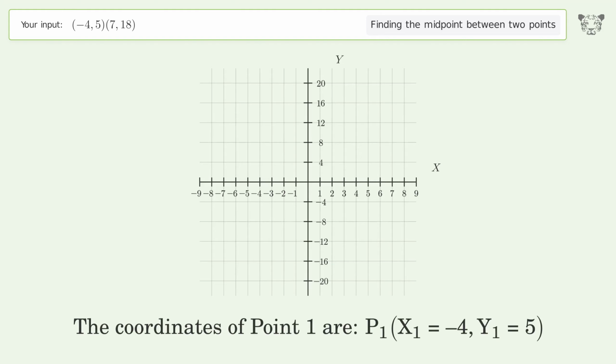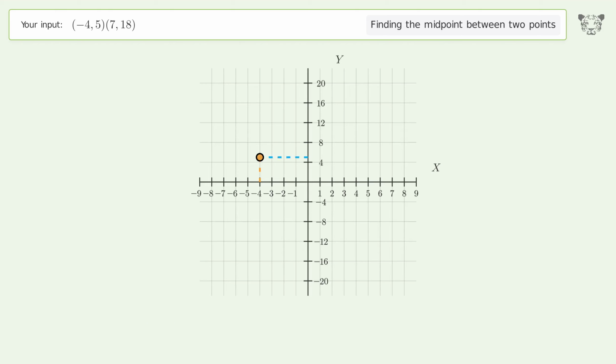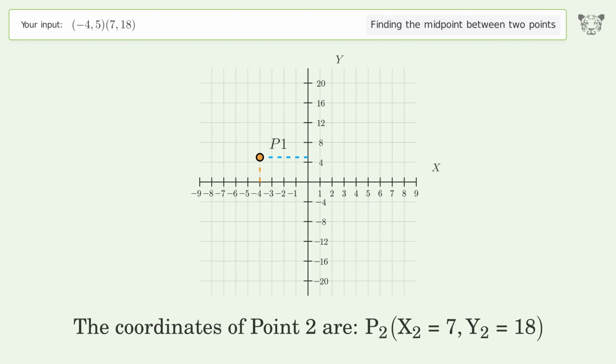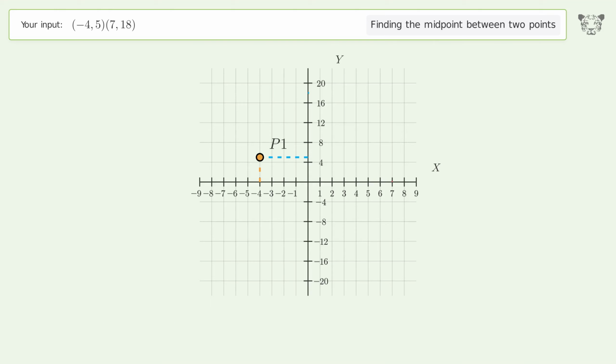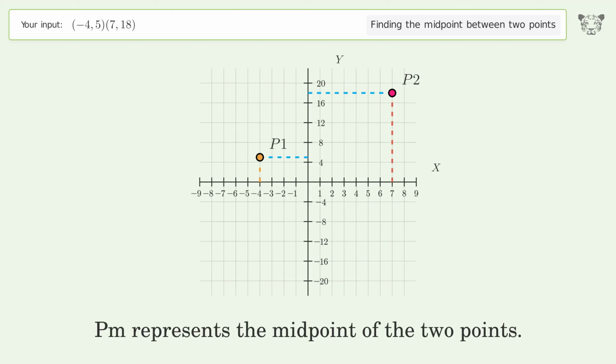The coordinates of point 1 are x1 equals -4, y1 equals 5. The coordinates of point 2 are x2 equals 7, y2 equals 18. PM represents the midpoint of the 2 points.